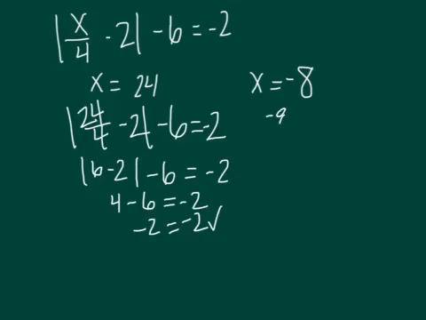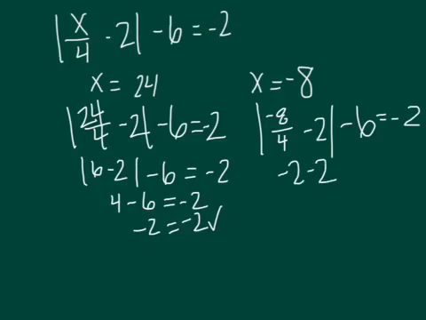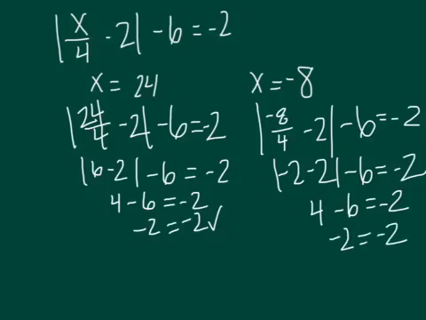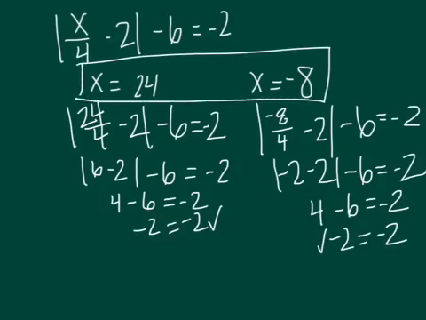So I'm going to check with the negative 8 as well. So I have negative 8 divided by 4 minus 2, and that's the absolute value of that, minus 6 is equal to negative 2. Negative 8 divided by 4 is going to give me a negative 2 minus 2. Minus 6 is equal to negative 2. And the absolute value of a negative 2 minus 2 is going to be a positive 4, minus 6 is equal to negative 2. And I know that negative 6 plus 4 is a negative 2, which is equal to negative 2, so that solution checks. So both of these solutions will work. So x is equal to 24 and x is equal to negative 8.